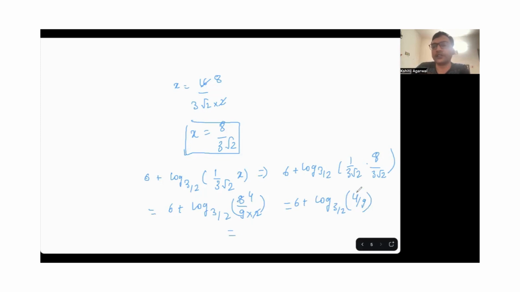Now 4 upon 9 is 2 upon 3 square. So I can write 6 plus log of 3 by 2 to 2 upon 3 square. Now I know that if I do a reciprocal, my power will become negative. So 6 plus log of 3 by 2 into 3 by 2 raised to the power minus 2. Now applying the logarithmic property that if the base and the number are the same, then the power comes outside. Log of a into b square also becomes 2 log b to the base a.